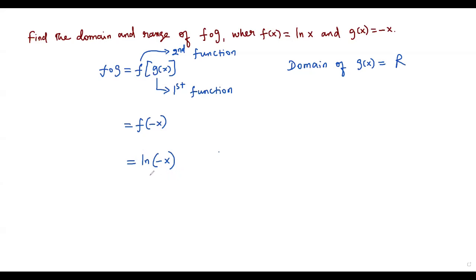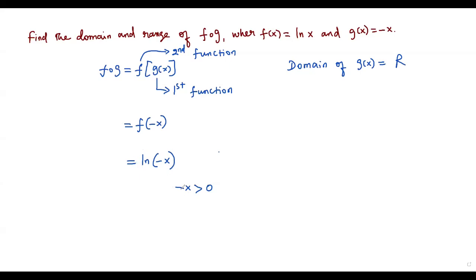Any logarithm is defined only for positive values in the argument. Here, this is the argument, and ln is the natural logarithm. This natural logarithm is defined only for positive values of the negative x we have here. It is not defined even for the argument 0. So if I want this to be defined, the value in the argument, negative x, has to be positive, that is, greater than 0. This gives the domain of the result of the composite function.